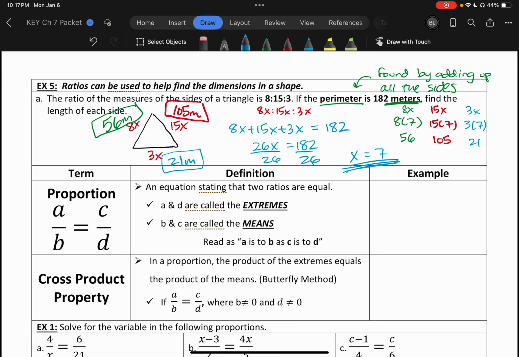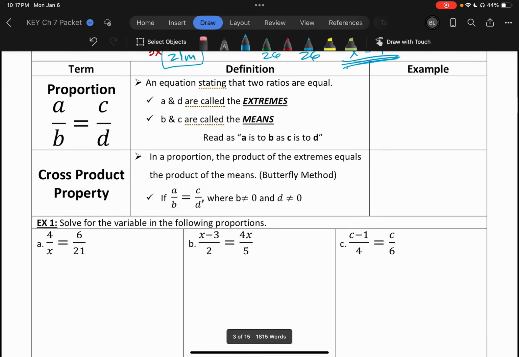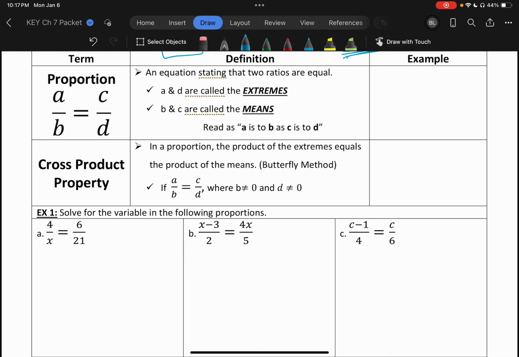Okay? And so now we'll go ahead and dive into a super important topic that you're going to see throughout this entire chapter, which is a proportion. A proportion is an equation stating that two ratios are equal. The parts of our proportions are the following. We have something known as the extremes. The extremes represent A and D, and the means represent B and C in this scenario. We read this as A is to B as C is to D.